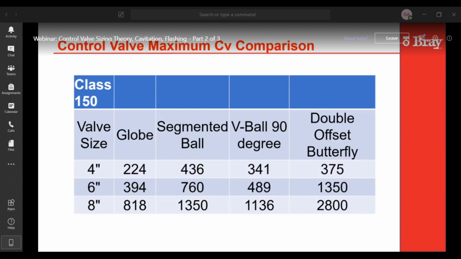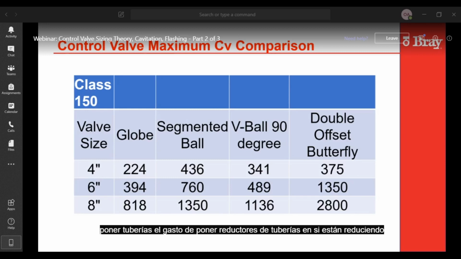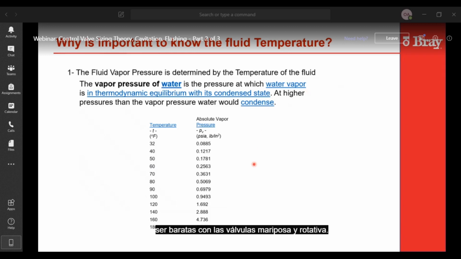Customers will look at the expense of putting pipe reducers in if they're downsizing one size for a globe valve, but they won't look at using pipe reducers with a butterfly valve, and they need them more with a butterfly valve or a rotary valve than they do with a globe valve. So they try to use line size valves because they're trying to be cheap with the butterfly and rotary valves.